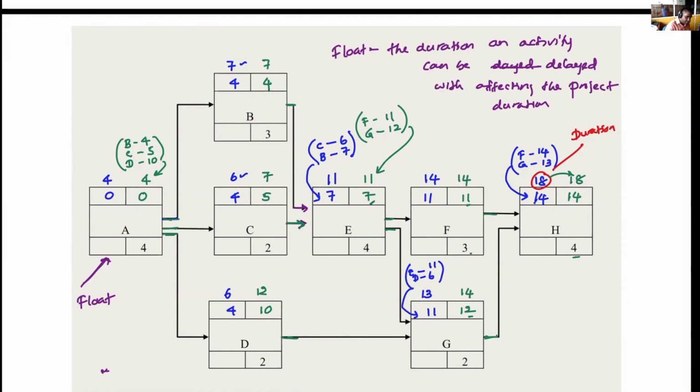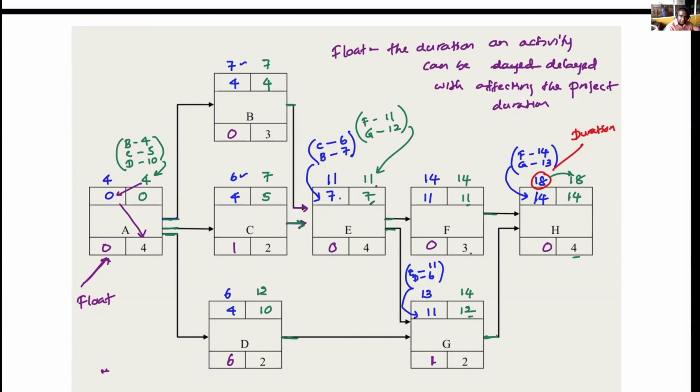Float can be found out by deducting like this: 4 minus 0 minus 4. Why? You have to think with the previous technique. 4 minus 0, that is the latest finish time minus the earliest start time minus the duration, is the float. So 4 minus 0 is 4. 4 minus 4 is 0. Here 3, 1, 6: 11 minus 7, 4. This is 0. This is 0. This is 0. This is 1.